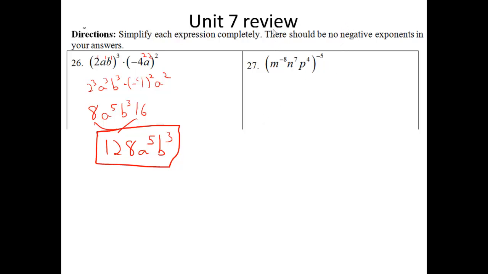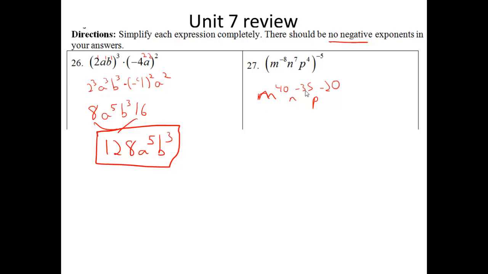So here what we have to look for, no negative exponents. So it looks like we have a couple of negative exponents here, but the way I'm going to do this is I'm going to distribute my exponent in. So again, negative 5 times negative 8 is positive 40. So m to the 40th power. 7 times negative 5 is n to the negative 35. 4 times negative 5 is negative 20.